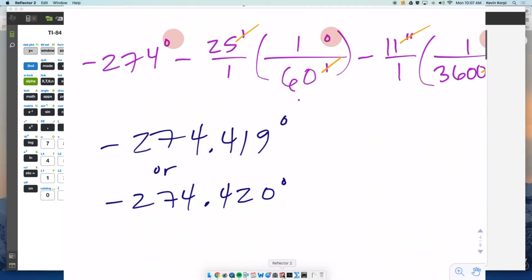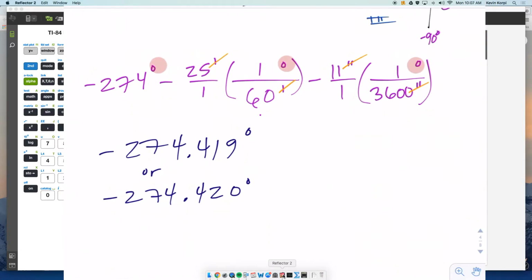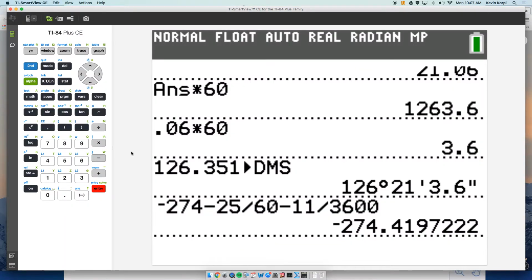They're both correct. If you ended up with an angle that wasn't negative 274, then that means your signs are wrong, because there are for sure 274 full degrees, and that should be in your final decimal degree answer as well. Now, is there a way to do that one on the calculator?